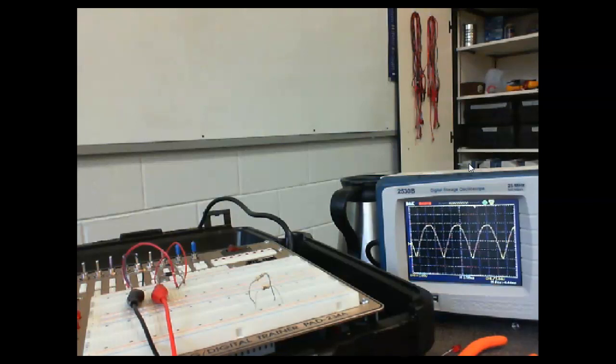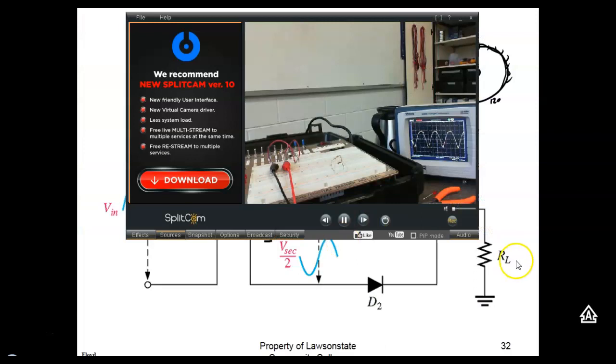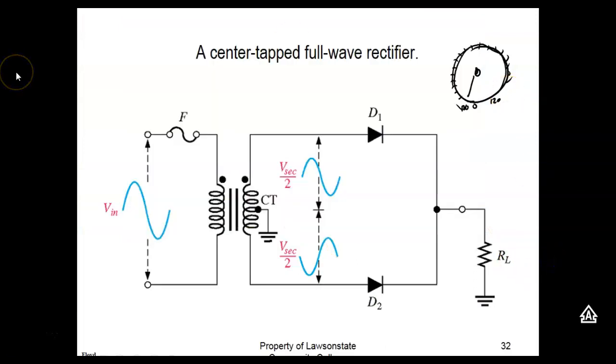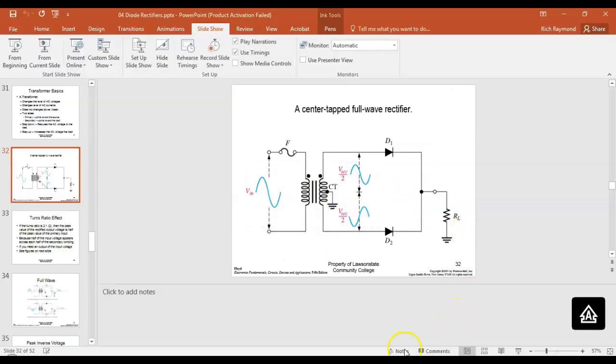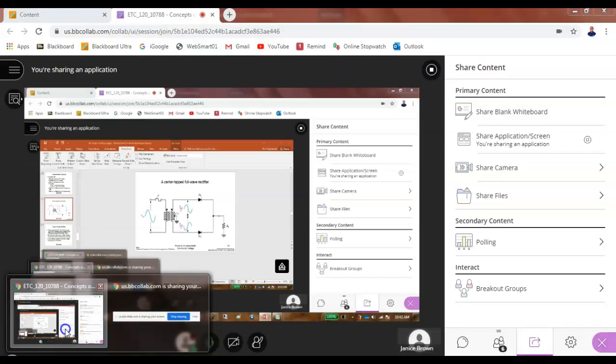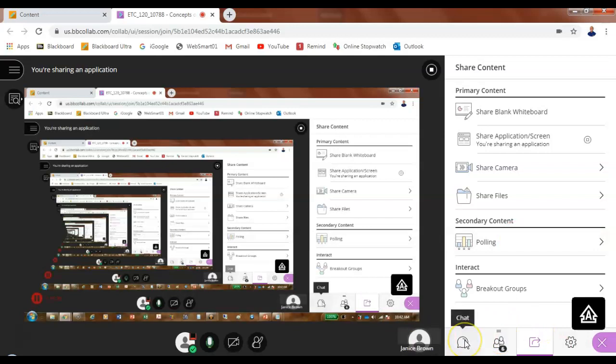So my RMS voltage is 12.6 volts, and this is a full wave center tap. This is my circuit. You can see it's operating correctly. I'm gonna drop out of my PowerPoints, and I want y'all to put in the chat window the output voltage you calculate I should measure. Once you calculate what you think this voltage should measure with my DC voltmeter, just put it in the chat. 12 volts RMS on the secondary.